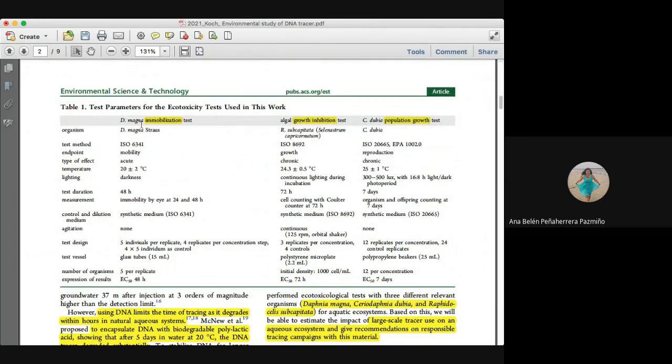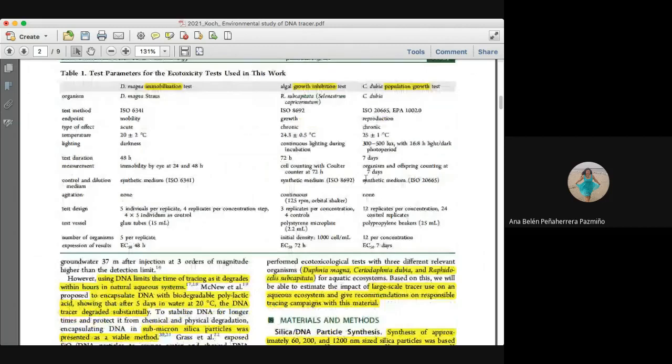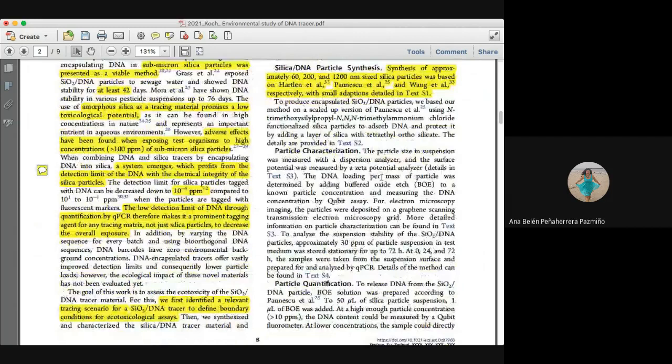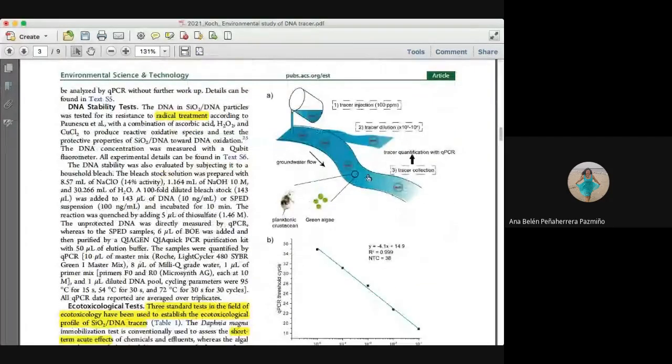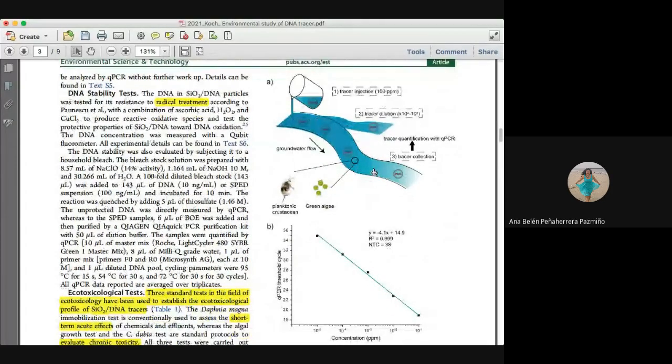Okay, so here you can see the organisms that they used, for example, for immobilization test and growth inhibition and growth population. So these DNA tracers are bonded to nanoparticles, silica nanoparticles. So here the authors synthesized different size nanoparticles and they inject them.